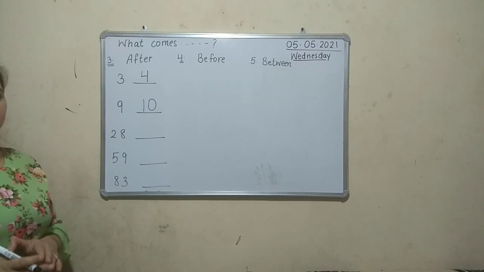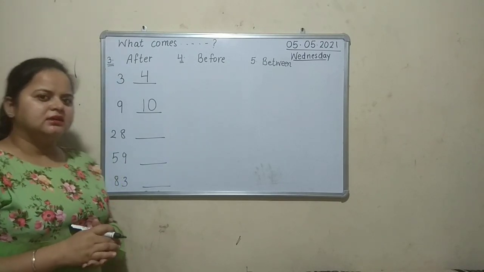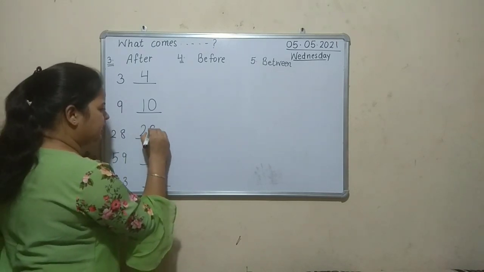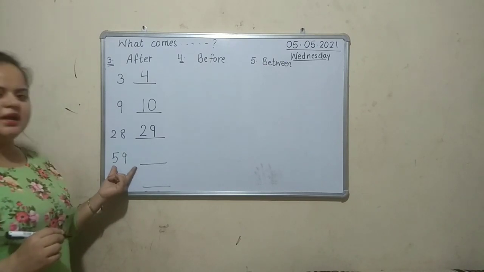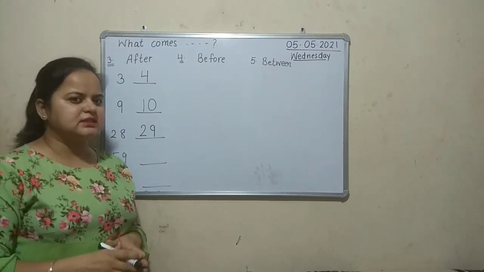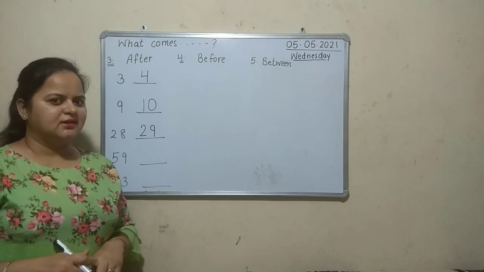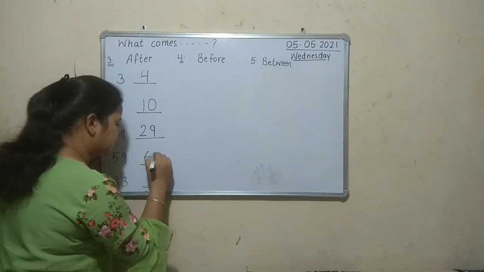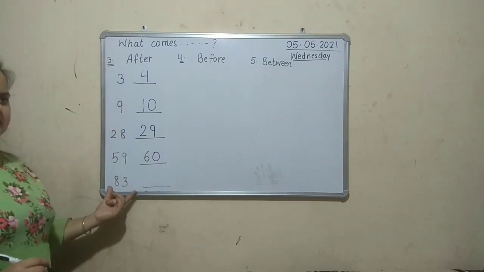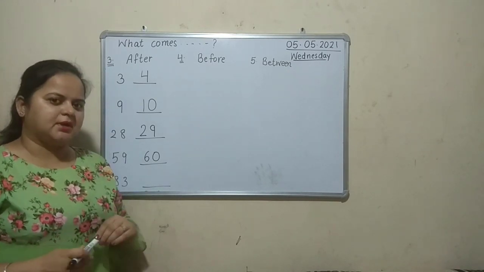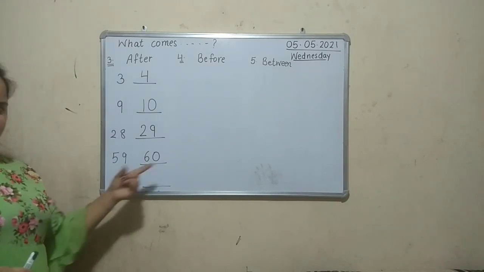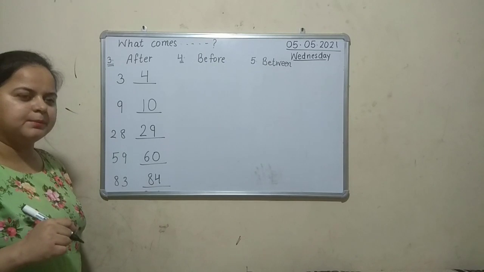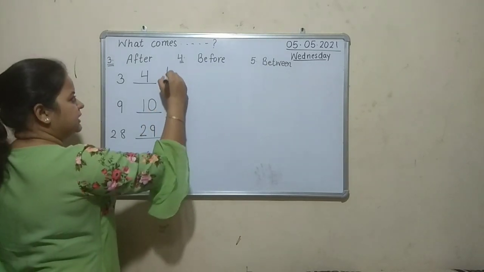Okay, 28. What comes after 28? 28. And the next number is 29. 59. 5, 9, 59. And the next number is 50. No. What comes after 59? 60. Very good. 60. 83. And the next number of 83. What comes after 83? 84. Good. Done. Okay, next we will do what comes before now.